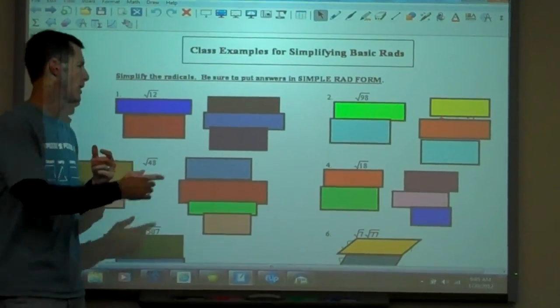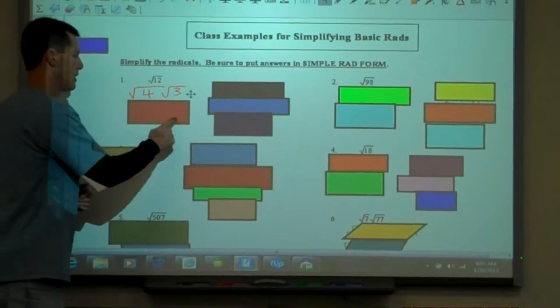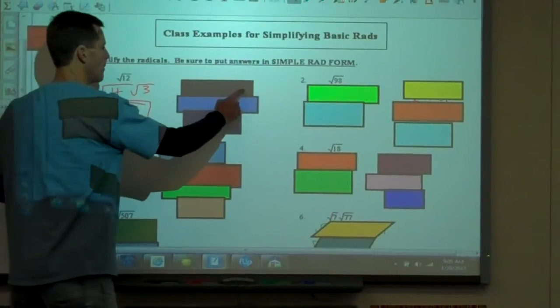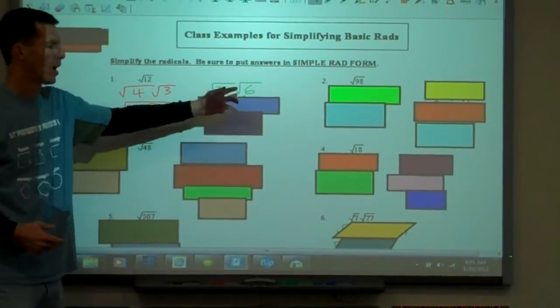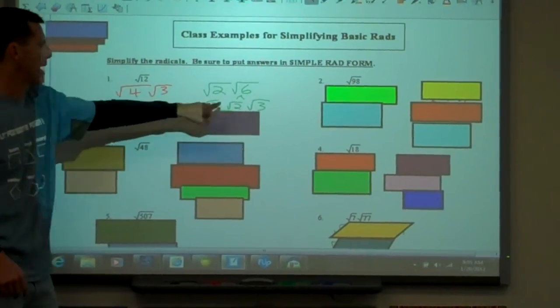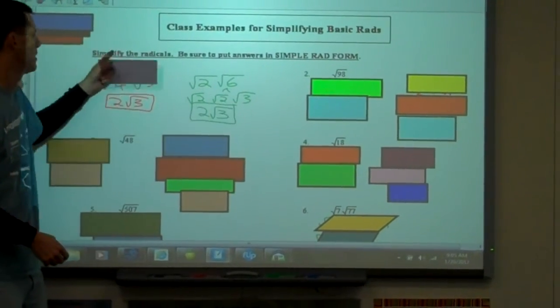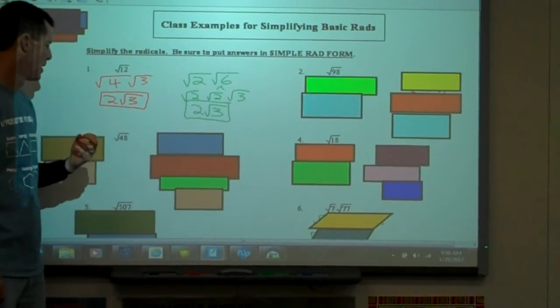That's always the best way of doing it. Yes, it would be root 4 times root 3, which ends up being 2 root 3. And of course, if you don't see a perfect square right away, you could always go root 2, root 6, just start breaking it down, then make a match there. Remember, root 2 times root 2 would be equal to 2, and you get the same answer. But always best to find the biggest perfect square factor that goes in.